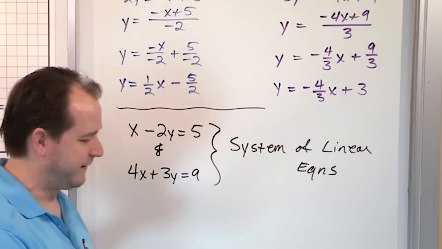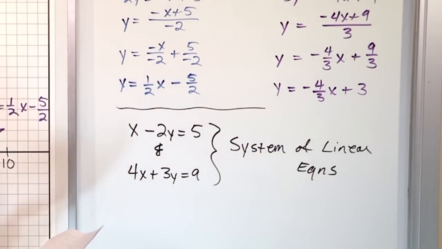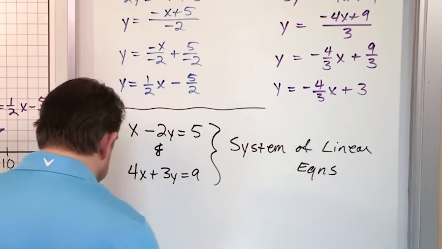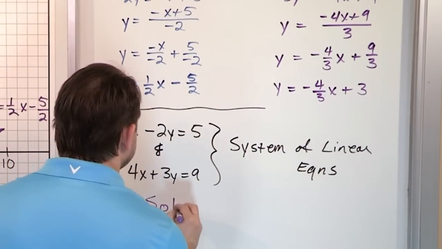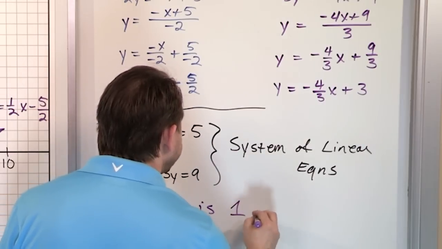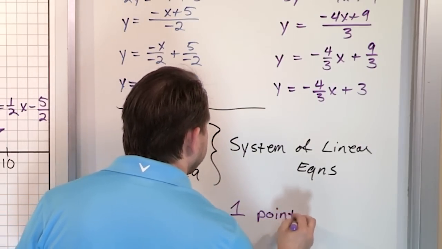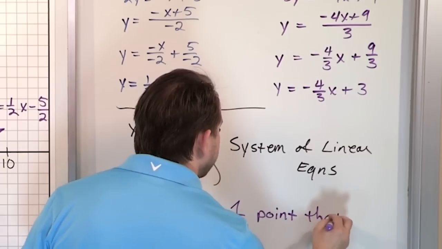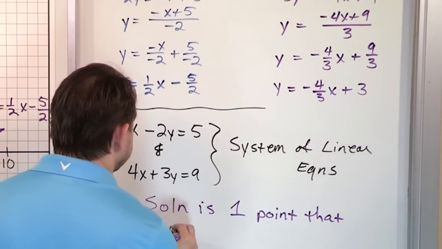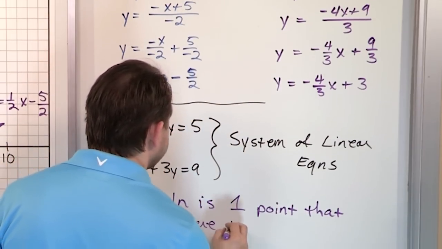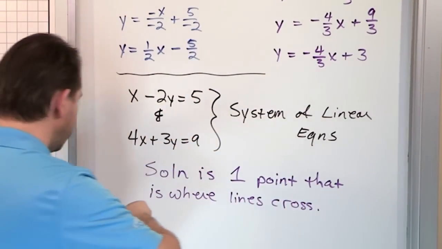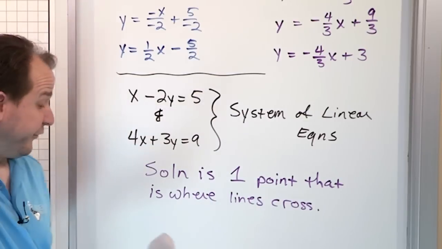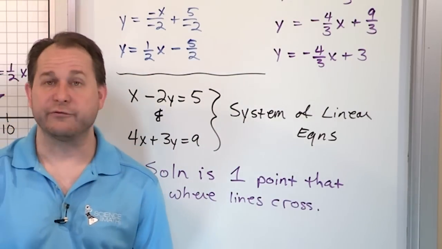They're called a system of linear equations. And the solution to the system, when you solve the system, is only one point. That is where the lines cross. Where the lines cross.